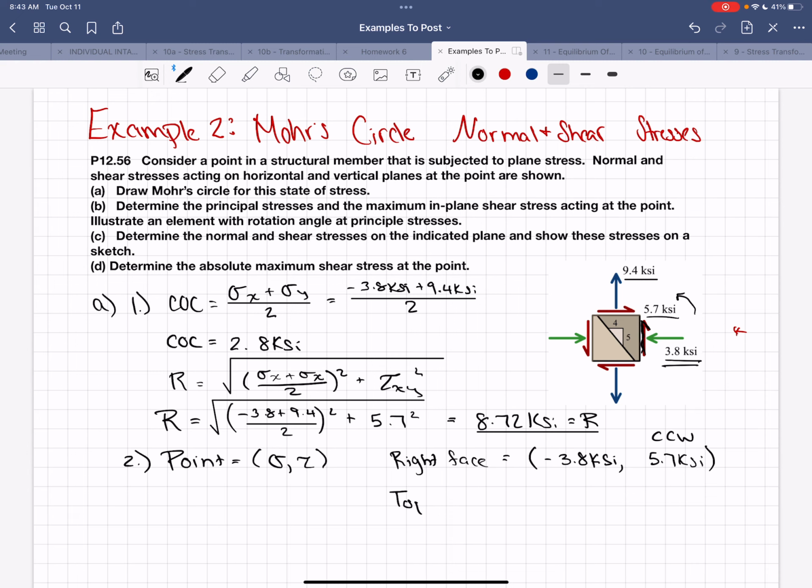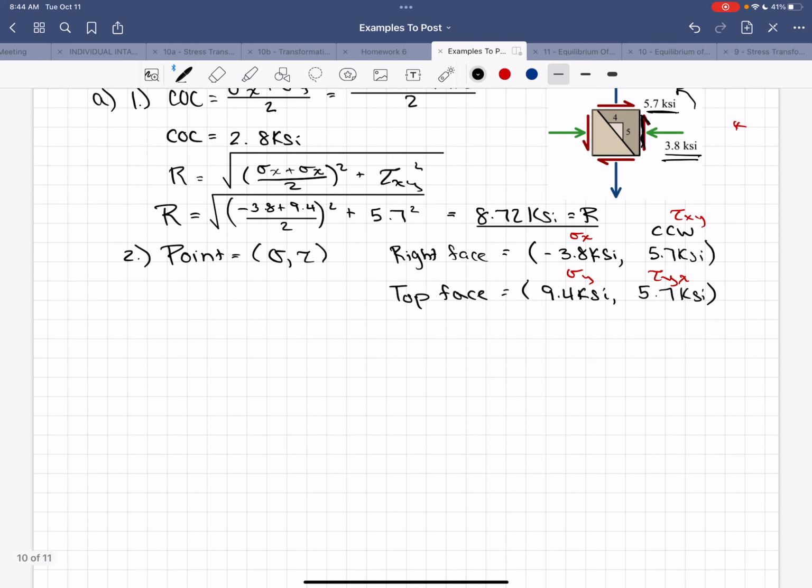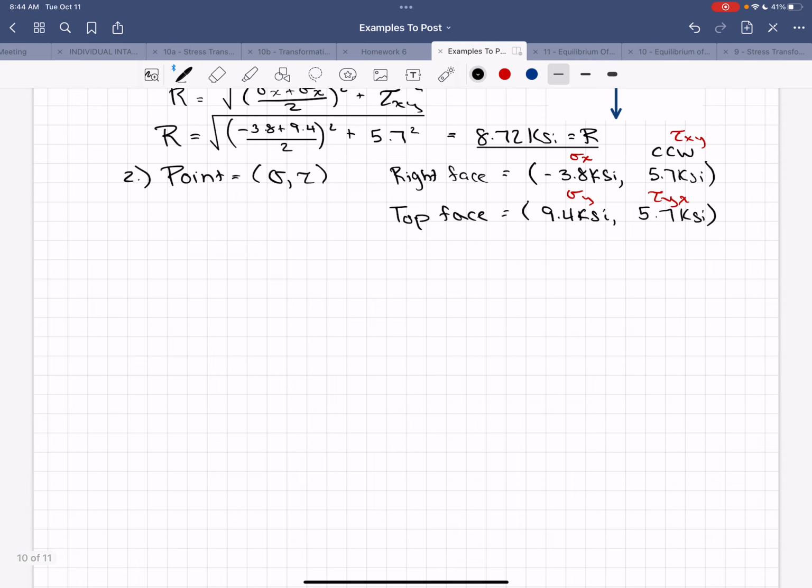We're also going to look at the top face, because this will be our sigma y. Here we had sigma x and tau xy. Now we'll have sigma y and tau xy. It would really be tau yx, which equals tau xy. So our top face is this 9.4 ksi, and our tau yx is the same 5.7 ksi. Okay, so we have 2 points. We have a center of the circle. So we have more than enough information to draw our Mohr's circle. And this Mohr's circle is going to be big.